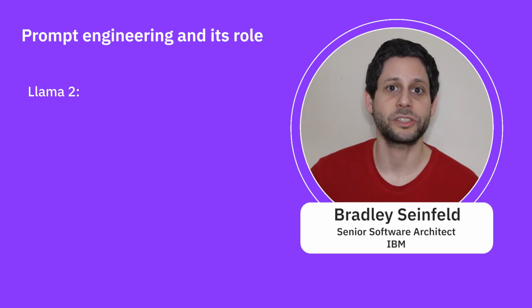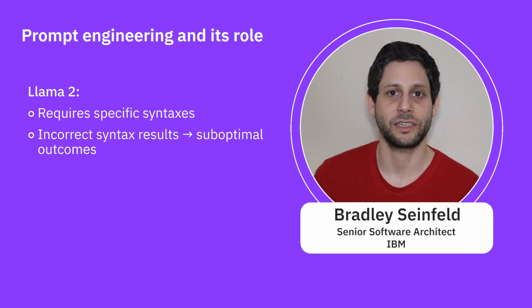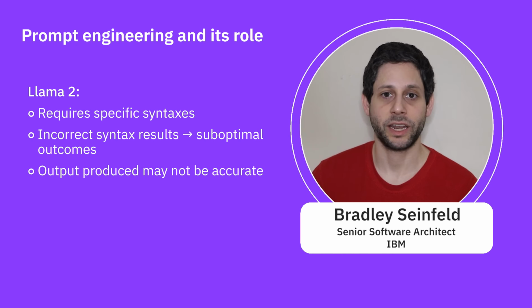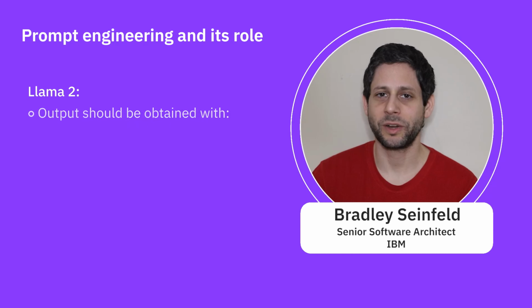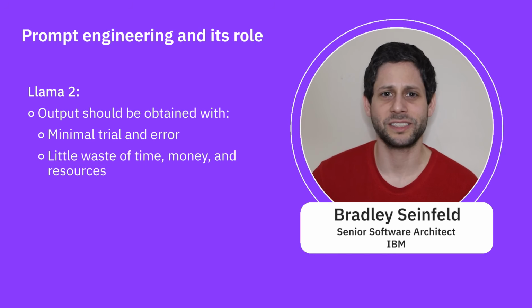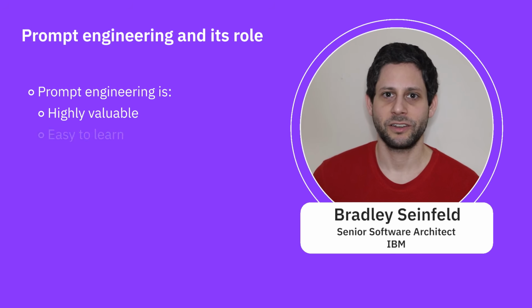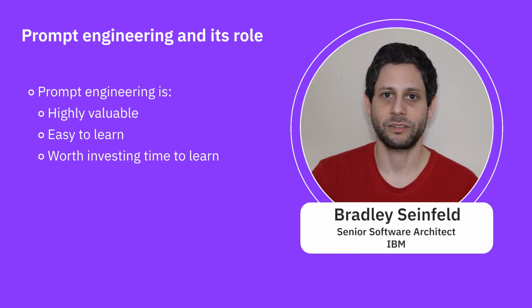Models like Llama 2 have actually specific syntaxes that you have to follow. And if you don't follow those correctly, you're going to have a bad time. Now, things still work. You still get output. And in all cases, you'll still get an output. But the point is, we want to get the output we want with as little trial and error and as little waste of time and money and resources as possible. So prompt engineering, super valuable right now, very easy to learn, definitely is something which I would invest a good amount of time in right up front.